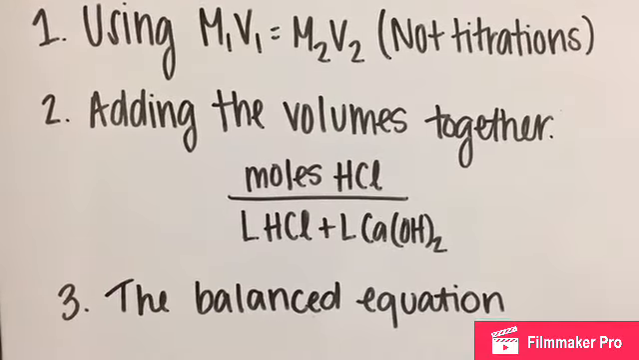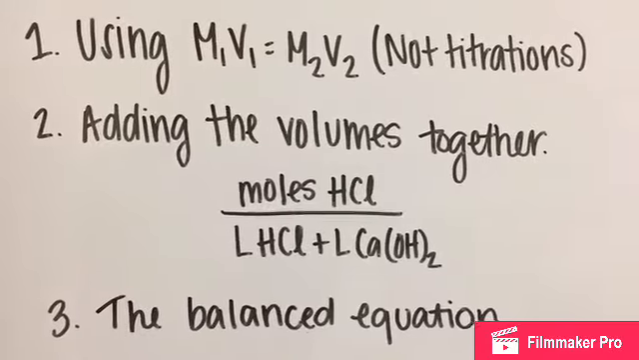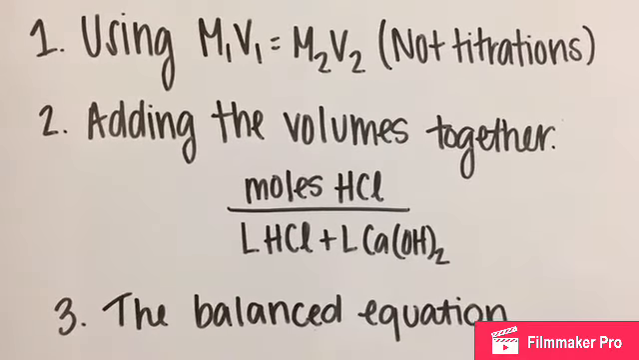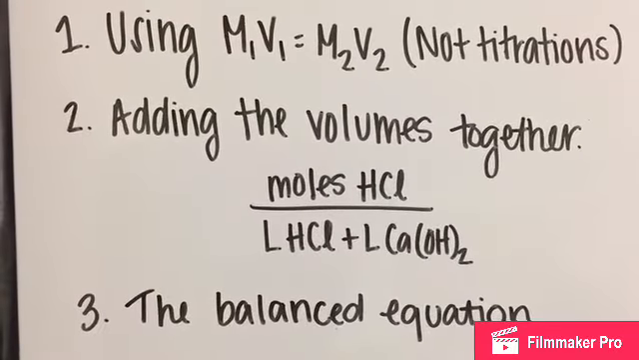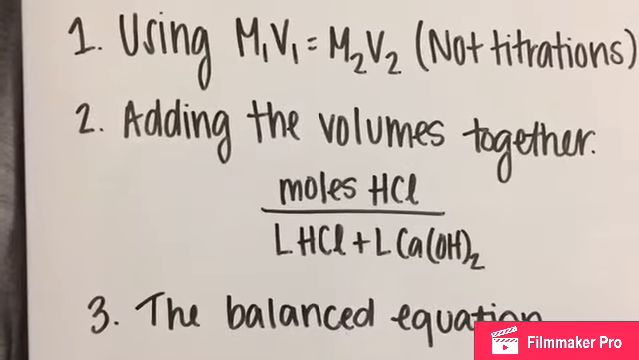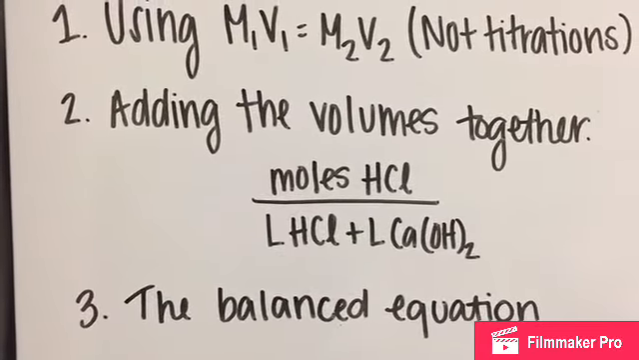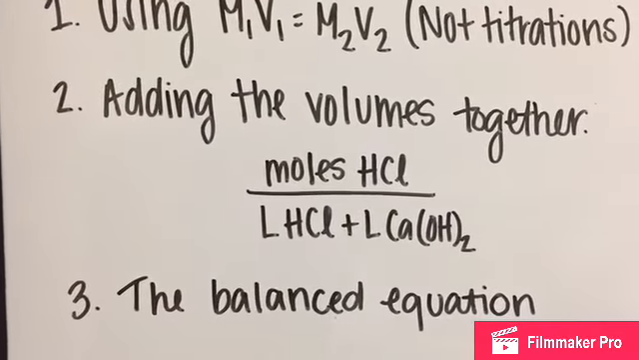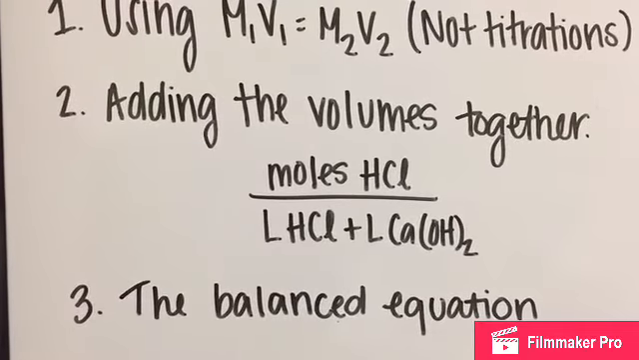The third common mistake is writing the balanced equation wrong. If you write the balanced equation wrong, the stoichiometry will be off when you're converting from moles of calcium hydroxide to moles of hydrochloric acid, and the rest of your calculation will be wrong because you will have calculated the moles of hydrochloric acid wrong.